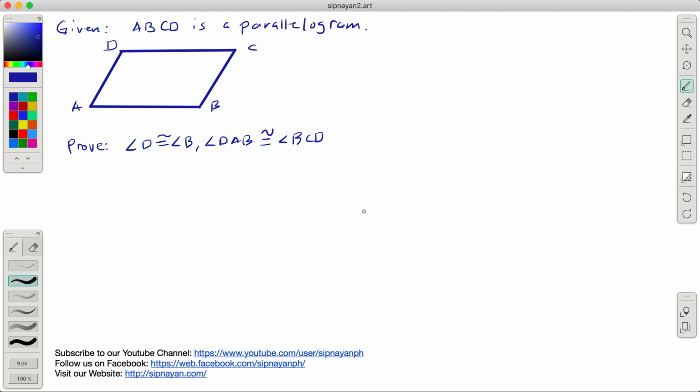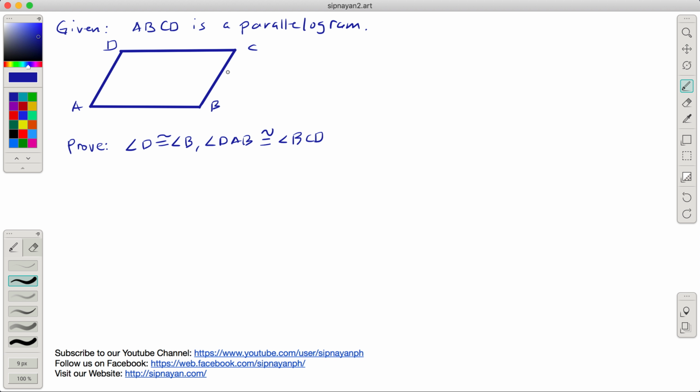So sa video na to, ang gagawin natin is to prove that the opposite angles of a parallelogram are congruent. So, meron tayong parallelogram ABCD. Ipo-prove natin that this angle and this angle are congruent and also this angle and this angle are congruent. So, kita nyo, angle D is congruent to angle B at yung angle DAB, ito yun, is congruent to angle BCD or this angle. So, kaya natin siya pinangalanan ng using 3 letters because we will draw a diagonal here later.